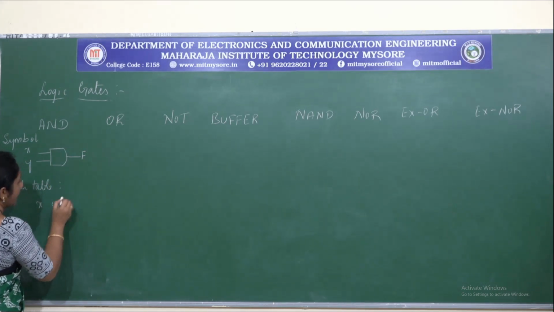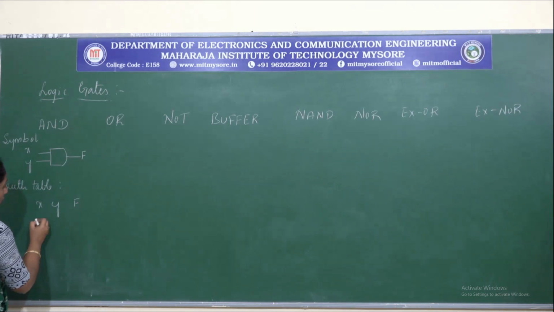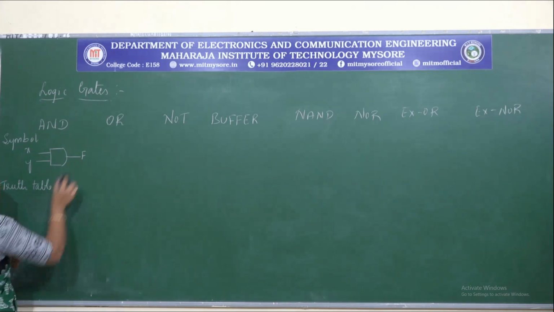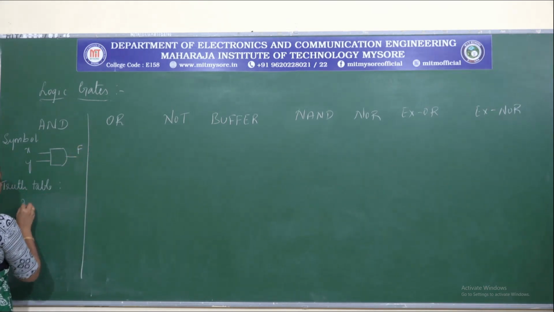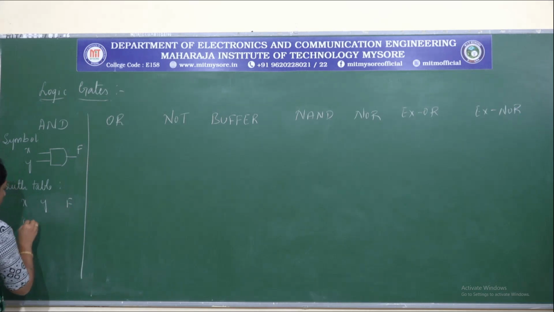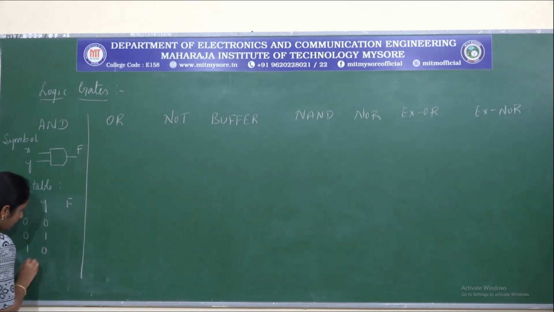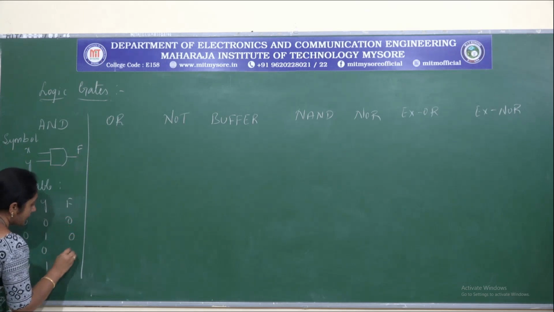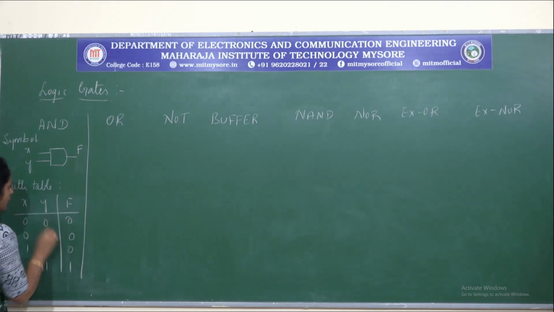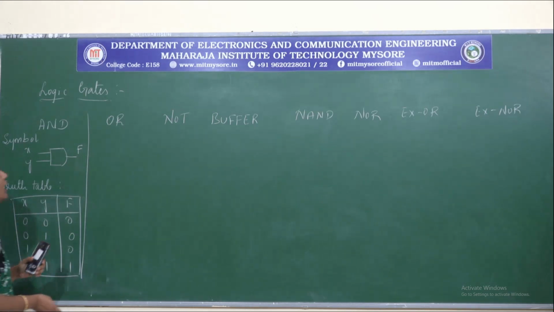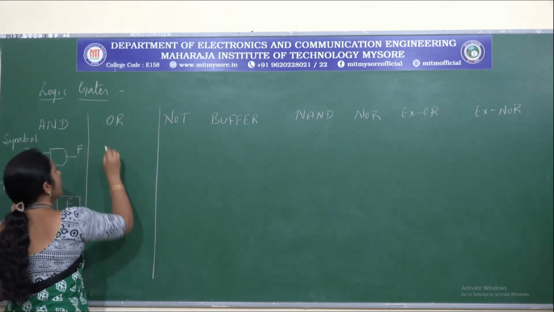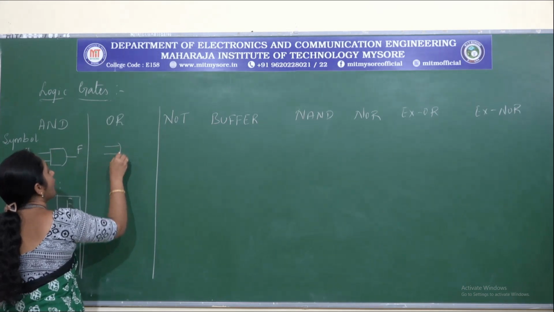Truth table. We have X and Y as inputs and F as output. Since we have 2 inputs, we will have 4 combinations, and the output we have already discussed. The output is logic 1 only for the last combination, when both the inputs are logic 1, then the output is 1. Next gate we have is the OR gate. For the OR gate, the logic symbol is this.